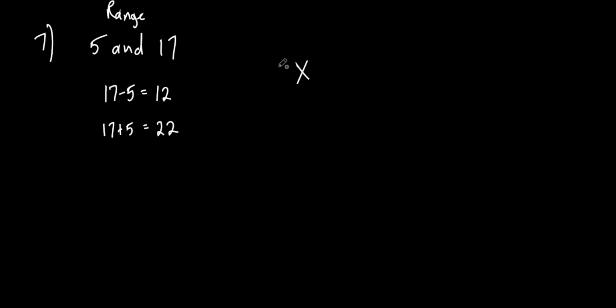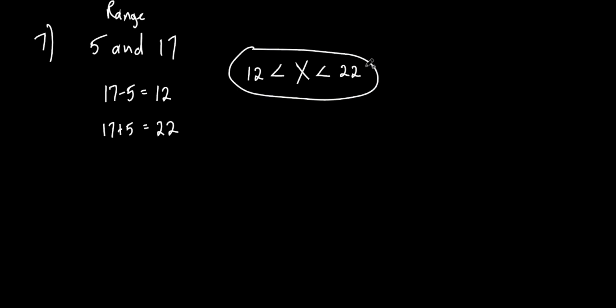So how do I write this? Put a less than and a less than. Put the smaller number here, and put the bigger number here. And that's your answer. That right there is the only acceptable answer I'm going to take. Don't write the numbers and circle them. If you write that and circle it, guess what? I'm going to mark it wrong.